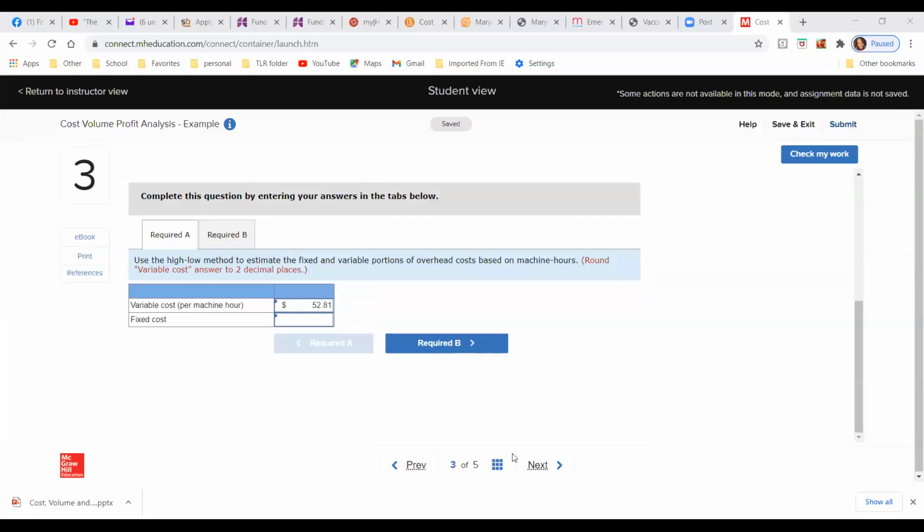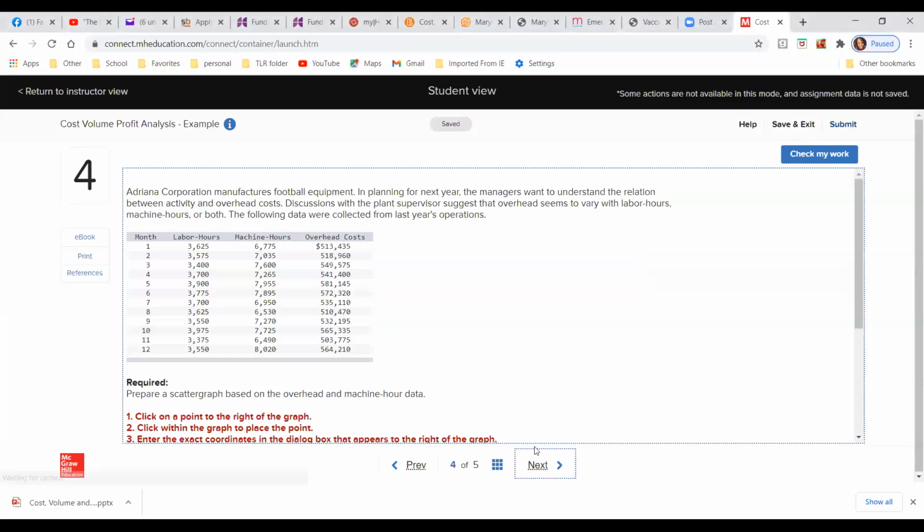Let's go to the next one. What the process is designed to tell you, it's only designed to tell you what portion of your cost includes fixed and variable. It doesn't help you determine whether or not you have a break even or your margin of safety. It just gives you the ability to separate the costs out. That's really all it does, the high-low method.